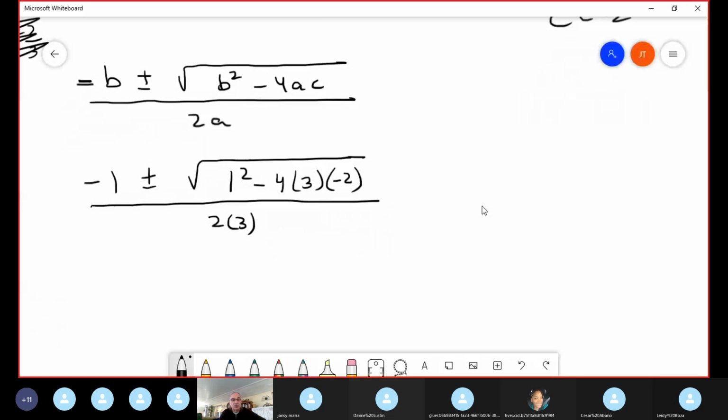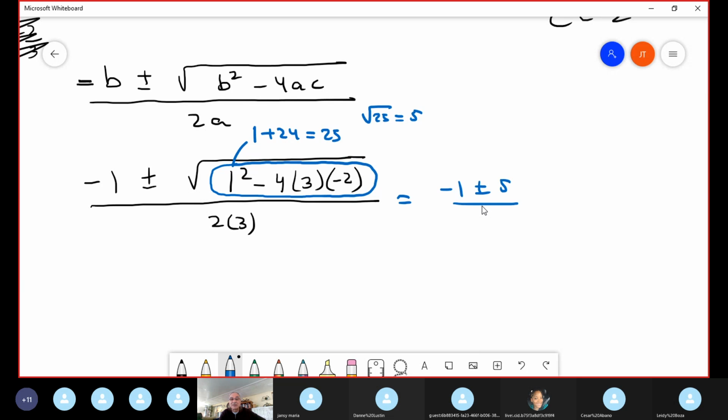Okay, I'm focusing on the expression inside the radical. 1 squared is 1. Negative, double negative becomes positive. Positive 24, no? Because it's 12 times 2, 24. And it's 25. And the square root of 25 is 5. Okay, so my final answer so far is -1 plus or minus 5 divided by 6.